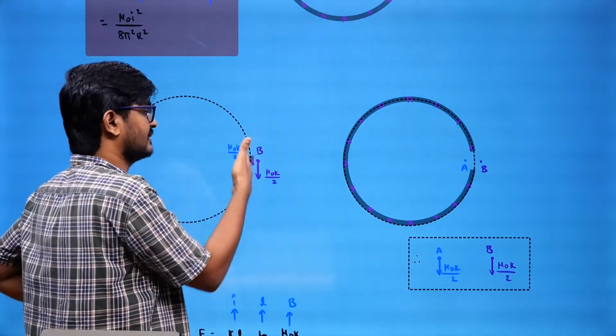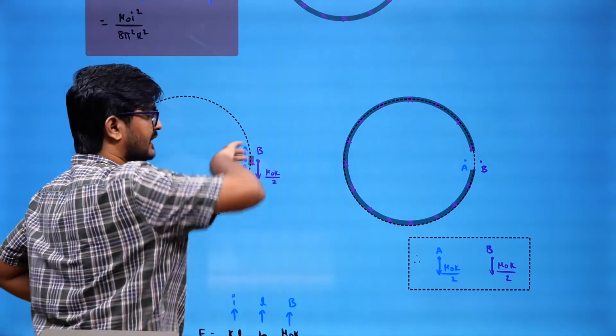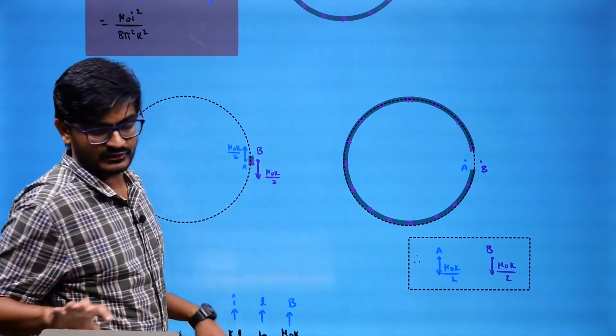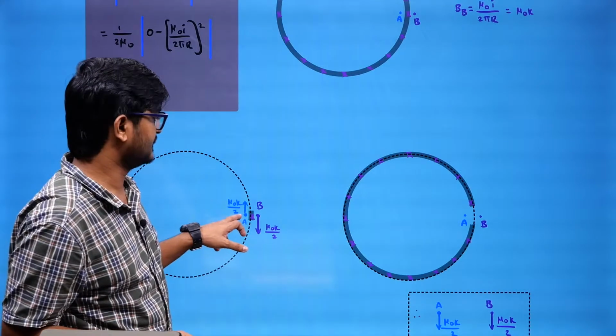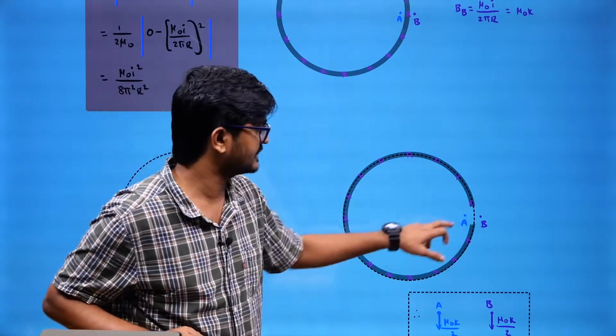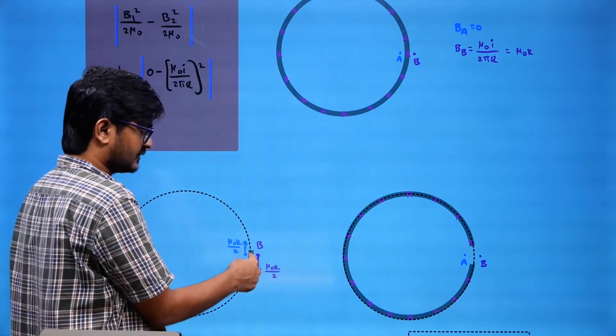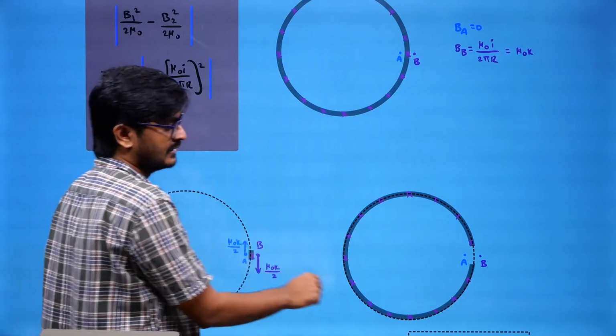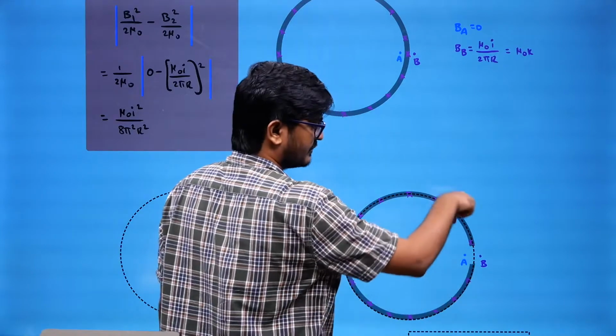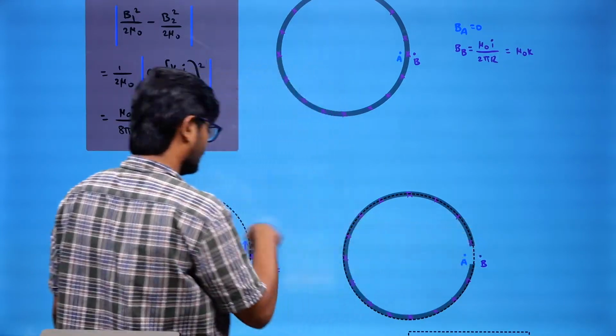For an infinite sheet, what is the magnetic field? It is mu naught K by 2, and it is mu naught K by 2. But what I know is that the magnetic field because of this small element plus this remaining structure must give me this magnetic field, which is 0. So if the magnetic field because of this element is mu naught K by 2 in this direction, the magnetic field because of the remaining structure has to be mu naught K by 2 in this direction, so that they get cancelled.